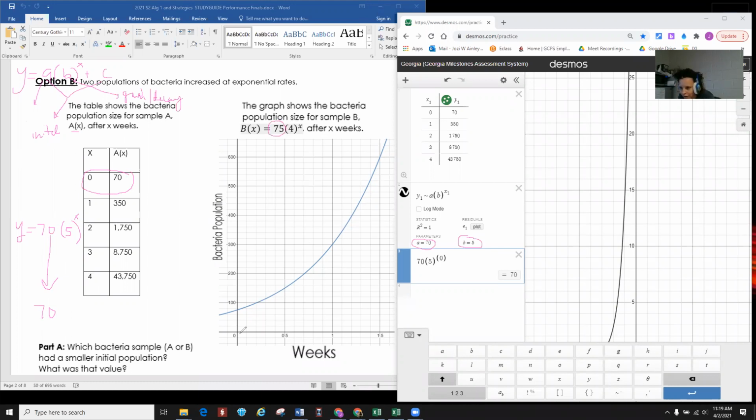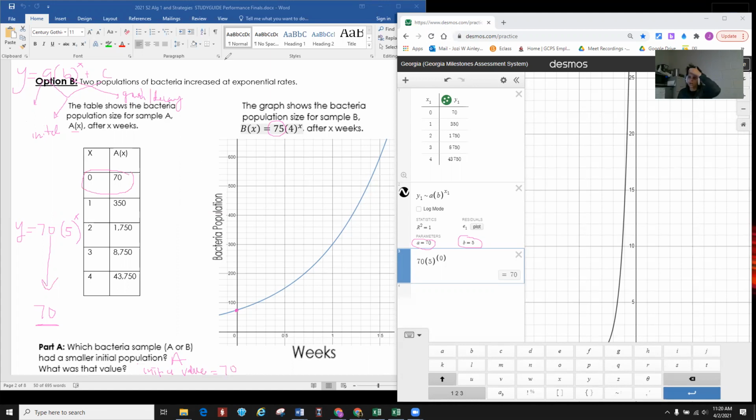My initial for the graph, oh look, it's right here, 75. Or you can look at the graph, where it crosses the y-axis, but I can't really tell what that number is. So I'm just going to go off this number right there. This one is 75, this one is 70. And the question is, which bacteria, A or B, has a smaller initial value? It's going to be A. And the initial value, excuse my handwriting, equals 70. So I've answered that first part.